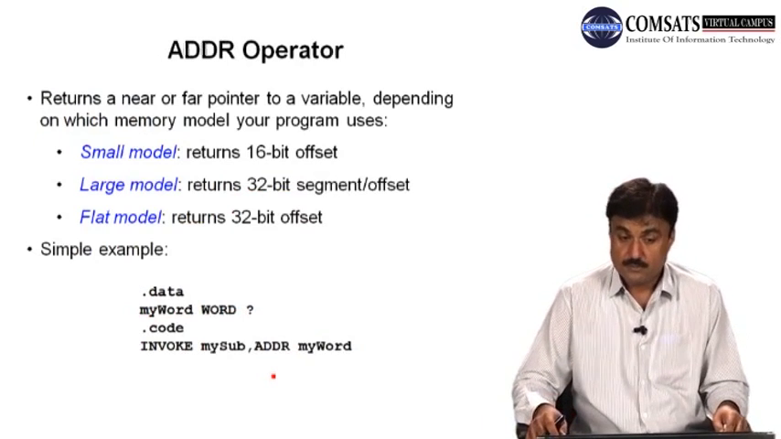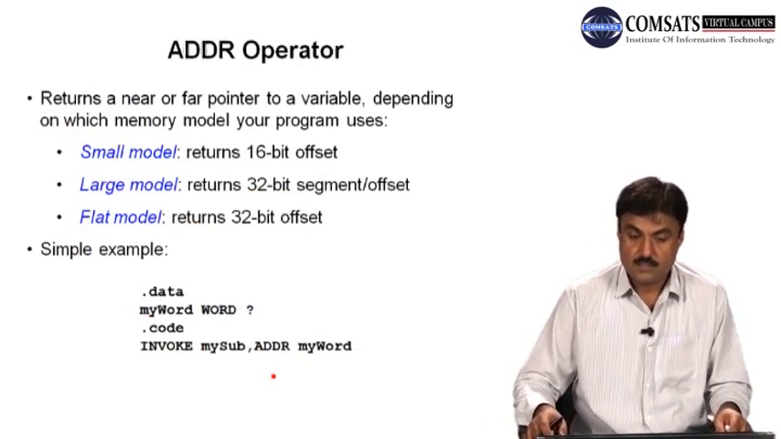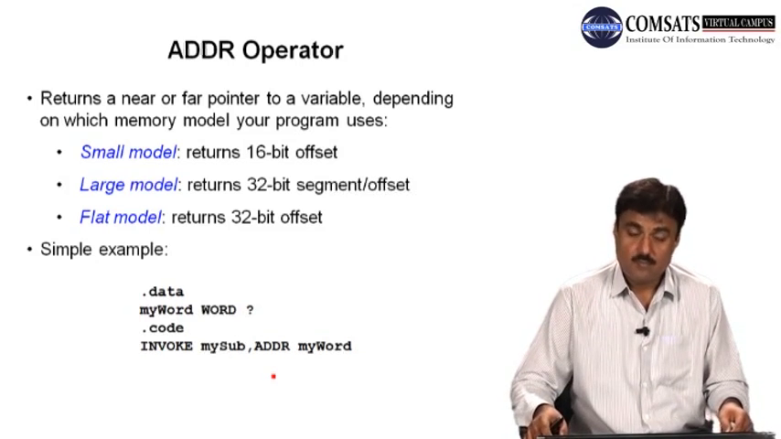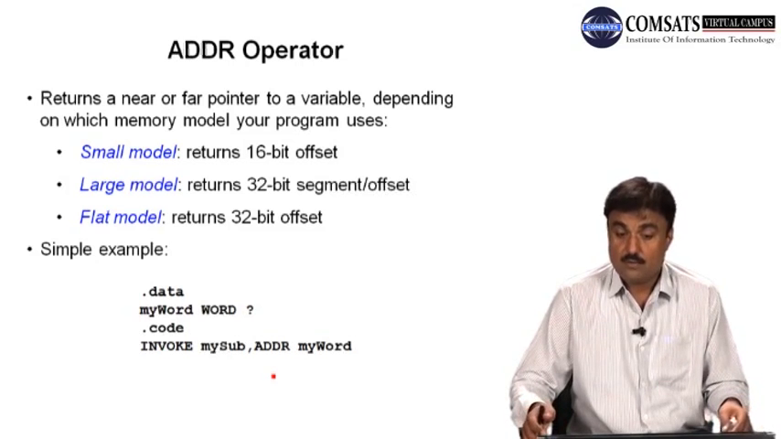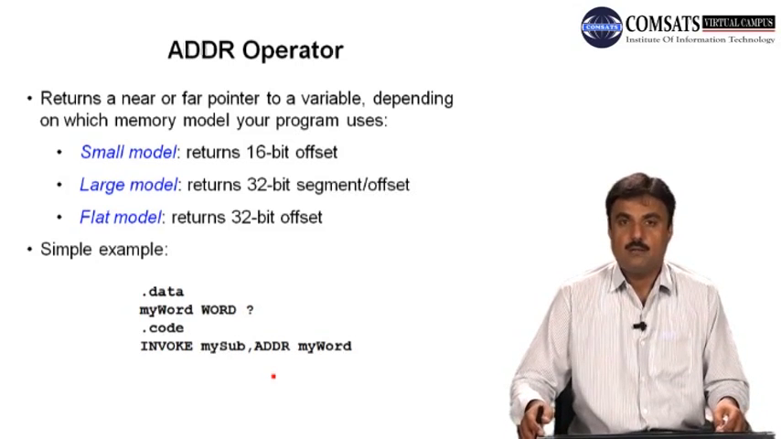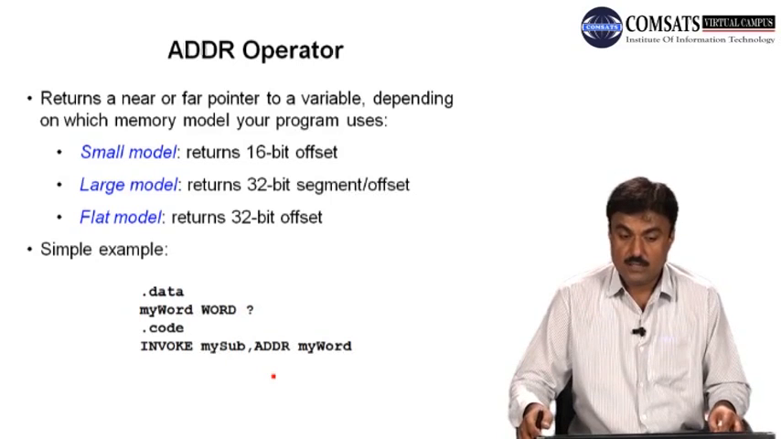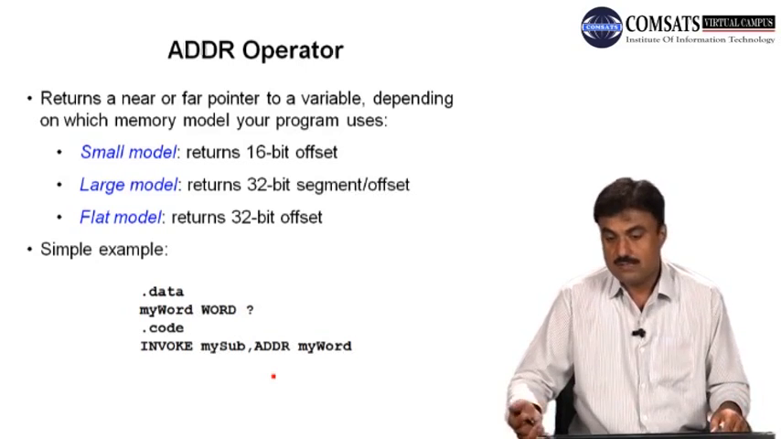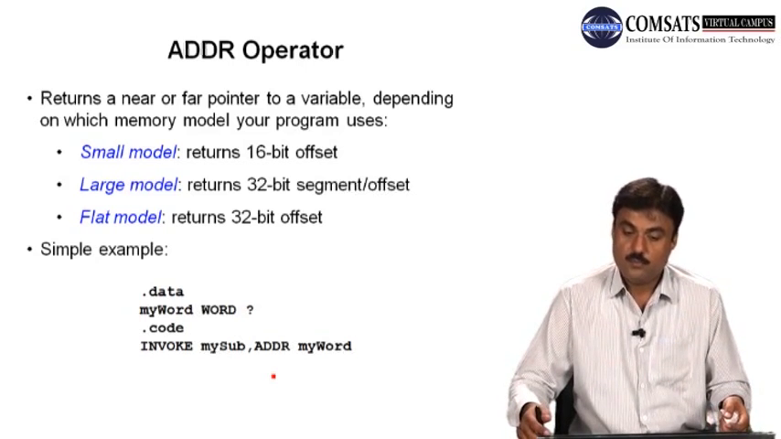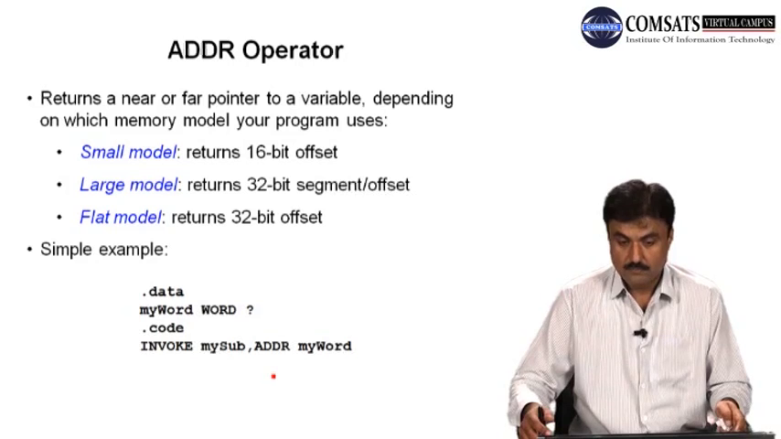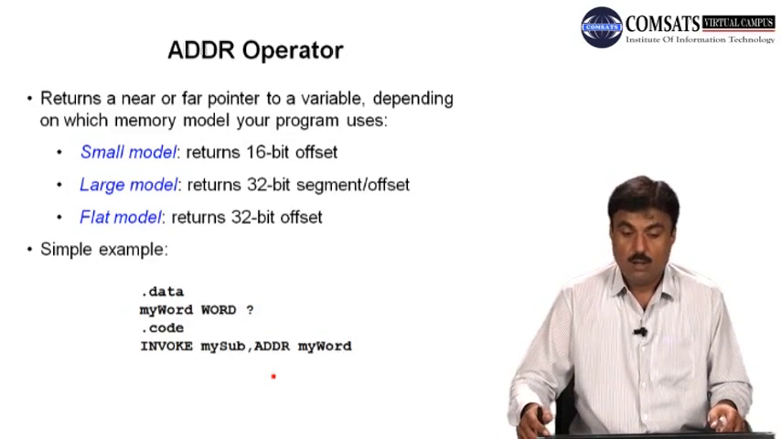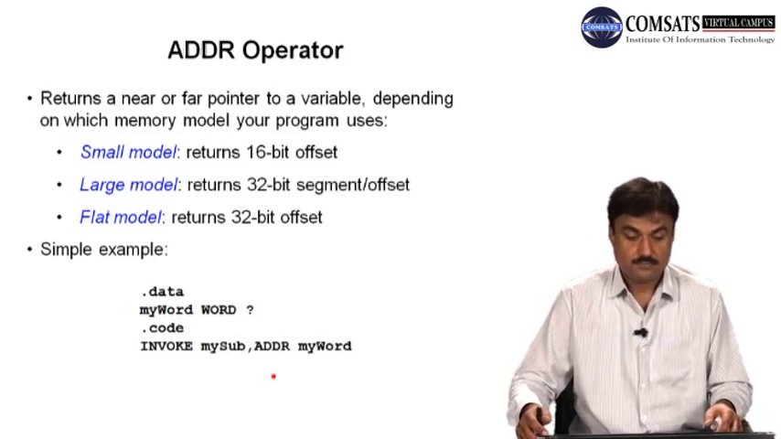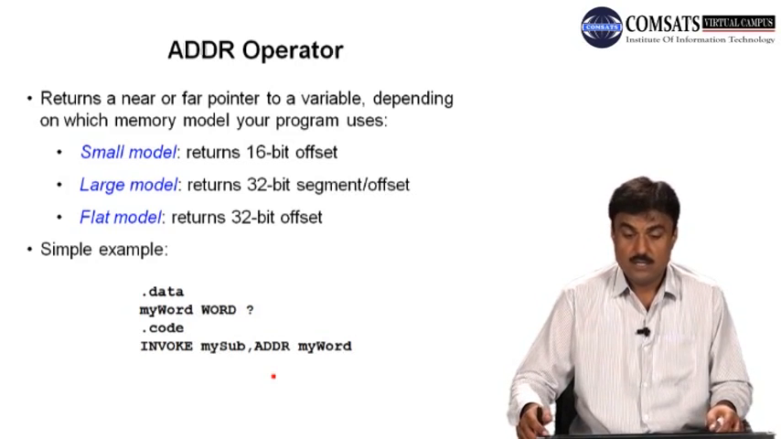Now the ADDR operator will return the address. Depending on the memory model, it will return a near or far pointer to a variable. Near and far depend on the small or other memory model that we are using. For example, in the small model, it will return a 16-bit offset. In the large model, it will return a 32-bit segment and offset. And in the flat model, there is only a 32-bit offset.